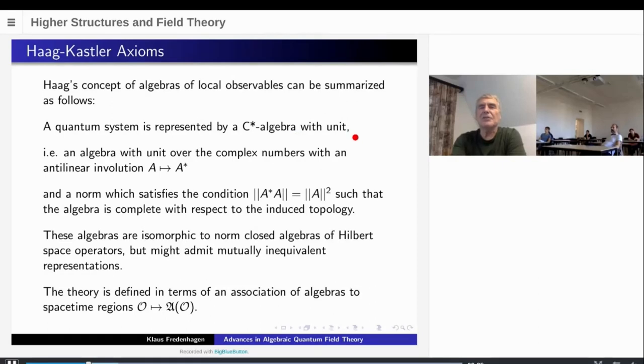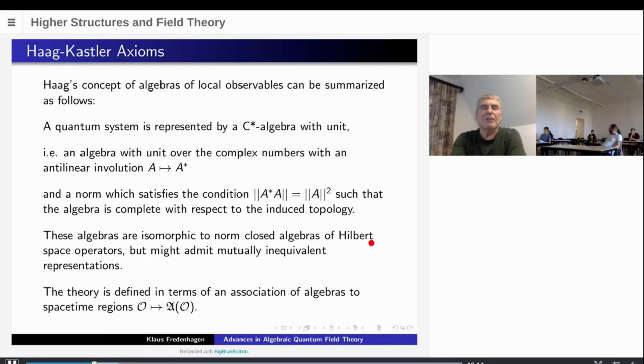Just to remind you what a C-star algebra is, this is just an associative algebra over the complex numbers with an antilinear involution corresponding to taking the adjoint. And the crucial condition is that this algebra has a norm which satisfies the condition that the norm of A star A is equal to the square of the norm of A. This is a property of the operator norm for Hilbert space operators, and can be used as an abstract criterion for these C-star algebras. And then an additional condition is that the algebra is complete with respect to the induced topology.